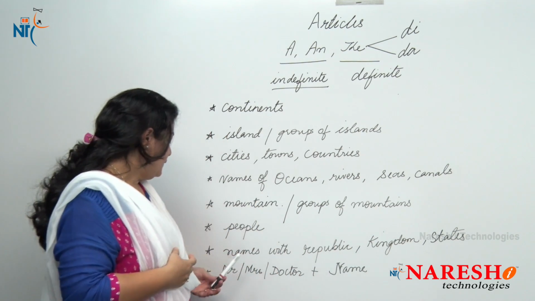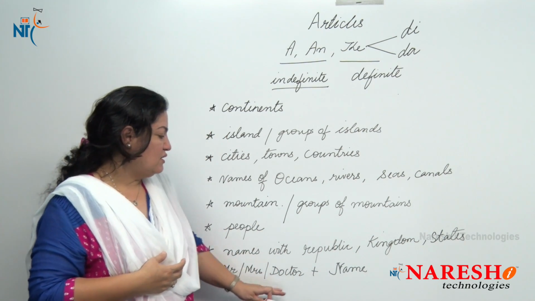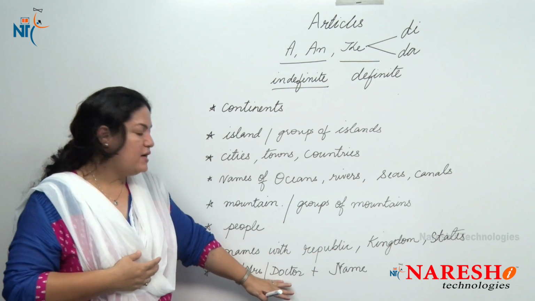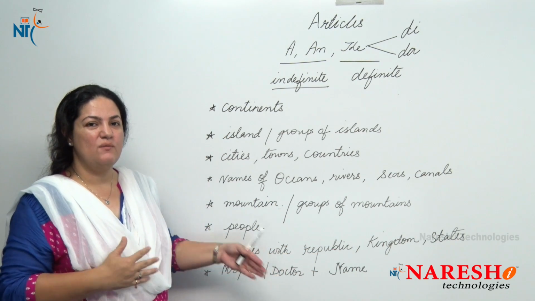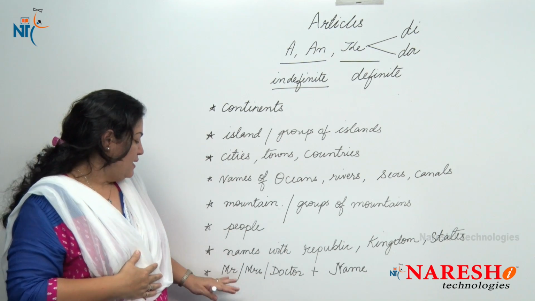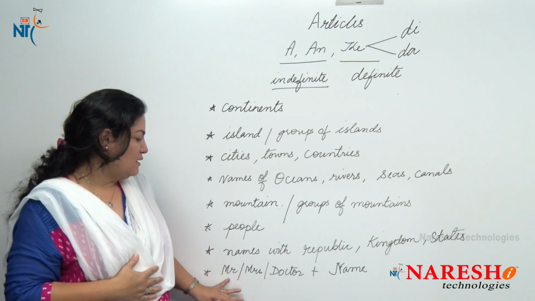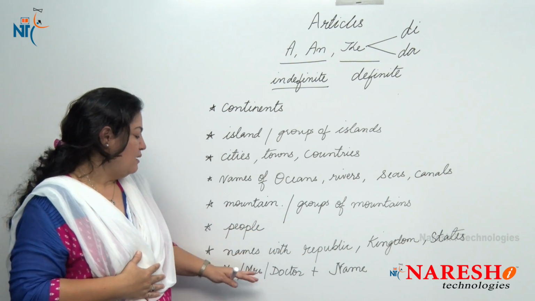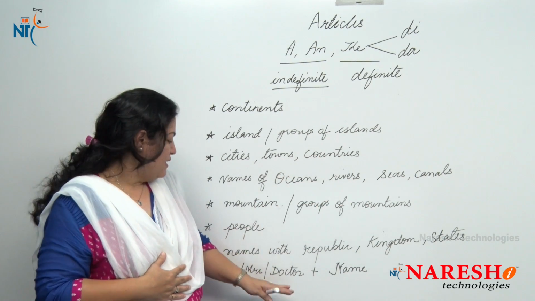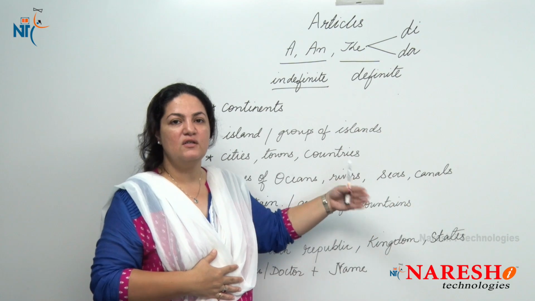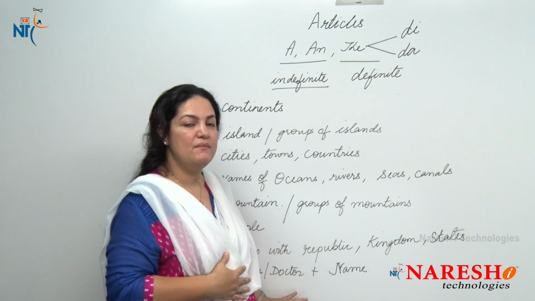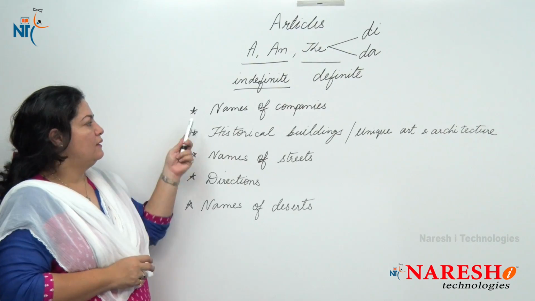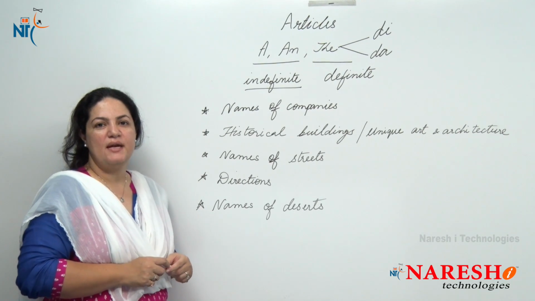Okay. Then when we are using Mr., Mrs., Doctor plus a name of a person. Now you already know for doctor, we say a specific doctor. We say I am going to the doctor, right? Now here, let's take a name John: Mr. John, Mrs. Jonathan, and then Dr. John or Dr. Jonathan. So when we are having these titles plus the name, we will not use the before it.